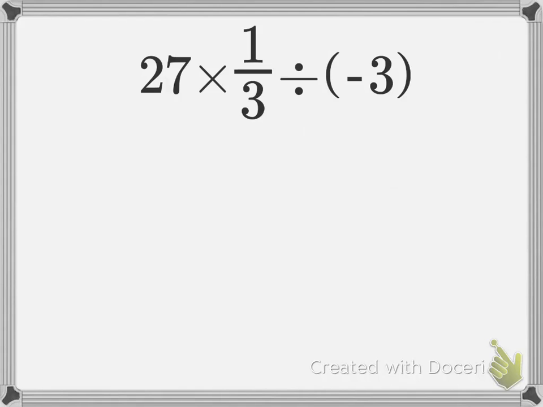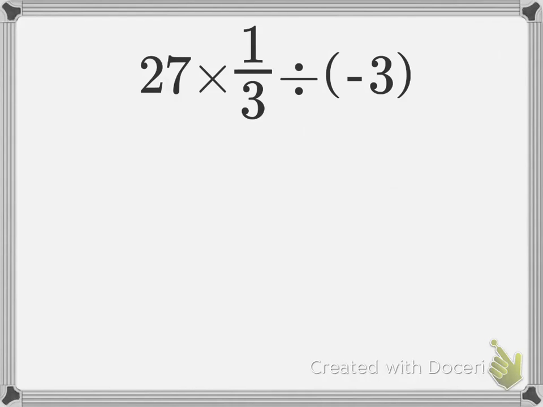So as I'm looking at this, I have 27 times 1/3 divided by -3. There are no operations to perform inside of grouping symbols. I just see a times and I see a divide. I don't see any exponents either. So I do the times and divide in order that I see them as I read this expression from left to right. So that means that I have to do the times first.